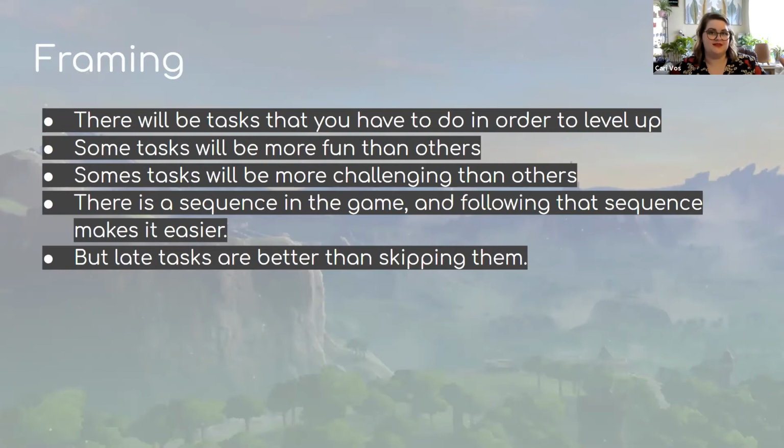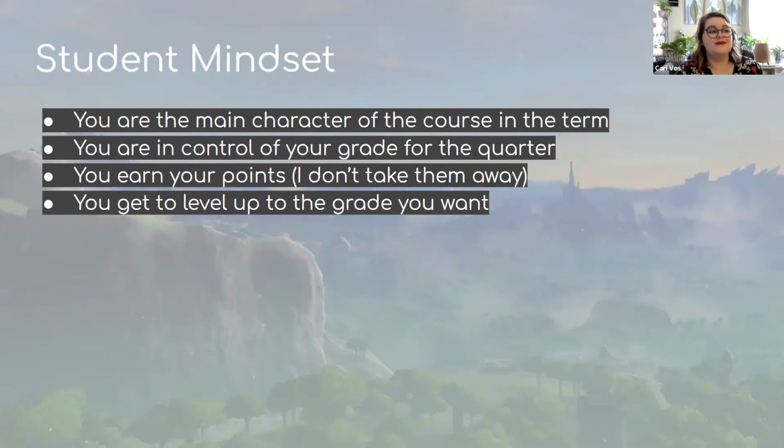So while I do build things out in a certain way, and while when we build syllabi, we build curriculum very intentionally, there's always room for students to want to go back and have space to go back. So I think when you build a syllabus like this, it's really important to frame to your students that this isn't about you taking things from them, but them building themselves up. I like to remind myself that they are the main character in the term. I am not there to take things from them. They are the ones in control. They are the player. I'm just there to help them along.